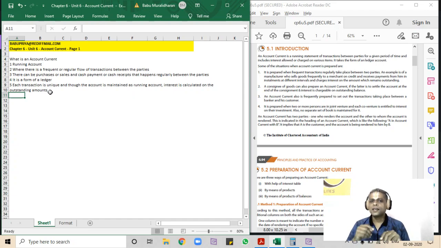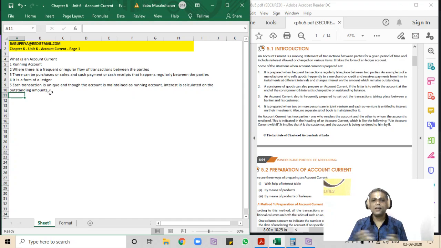Suppose A has sold to B for 100 rupees, and B has settled partially 50 rupees on 20th August itself, right? Though the due date is only 31st August, B has paid partially 50 rupees before the due date. So B has to get interest from A because of the earlier settlement. So the entries are maintained in such a way that interest is calculated from the due date of sales or due date of purchases, or from the date when the payment has been made, right?